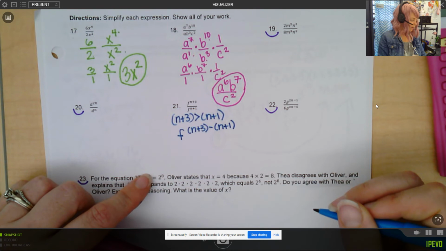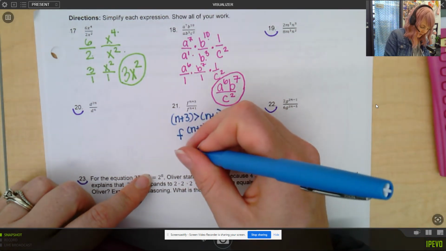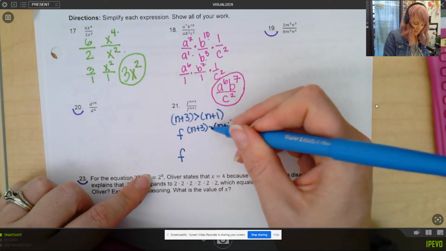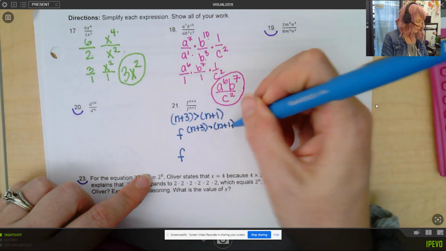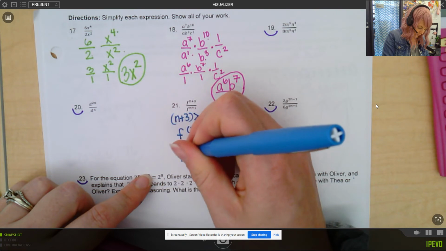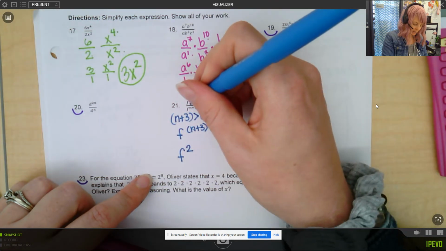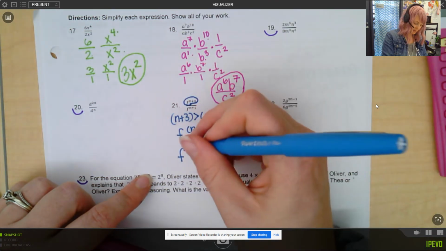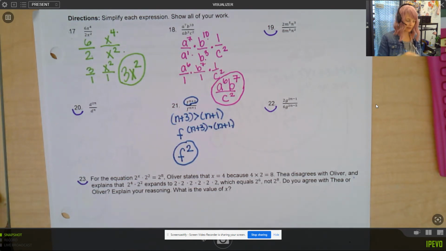power. Okay, so now from here, we're going to have f to the n minus n is 0, 3 minus 1 is 2. But where was the larger exponent? In the top. So we know our final answer is on the top in the numerator. So it's just f to the 2nd power.